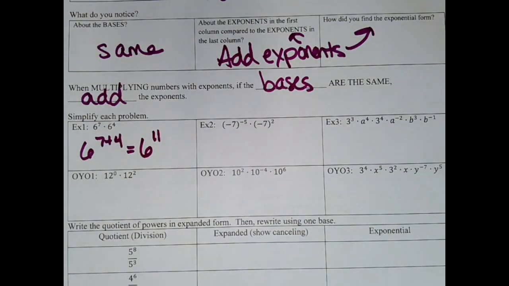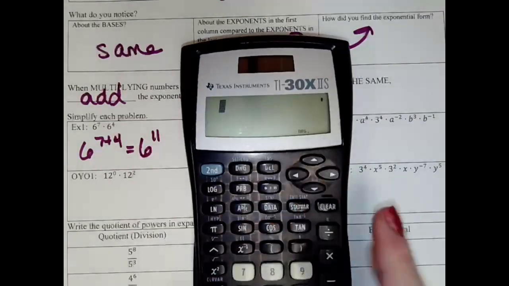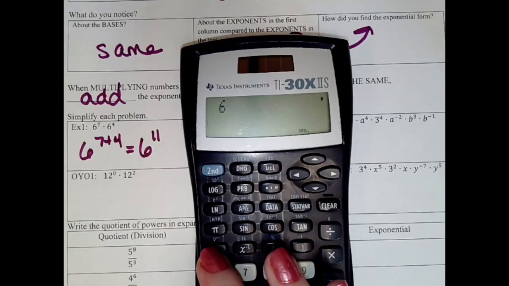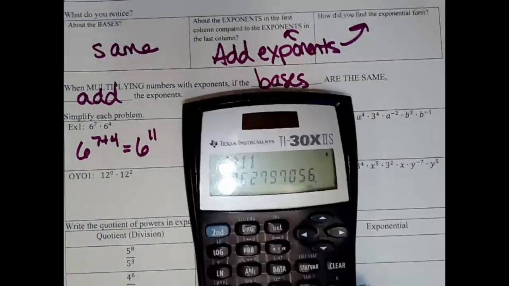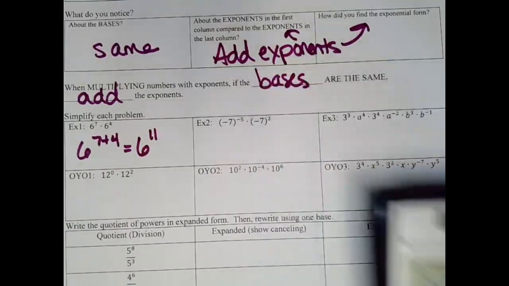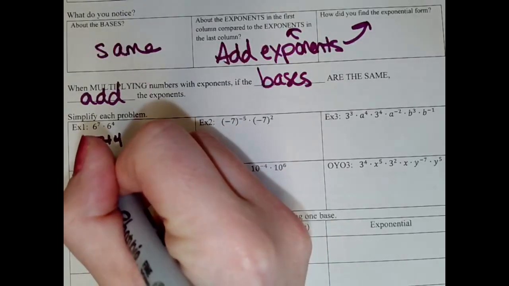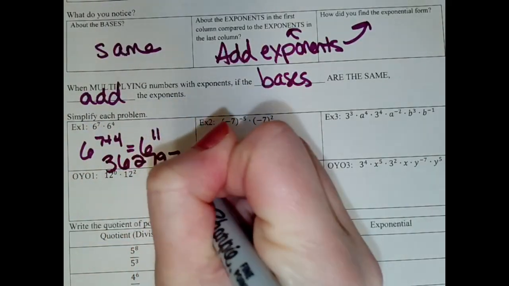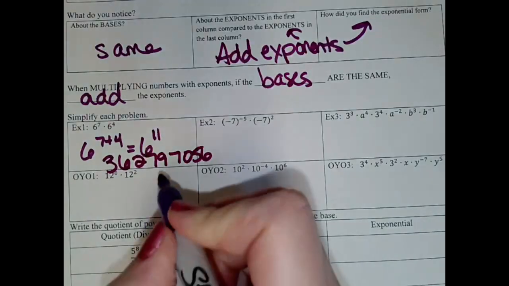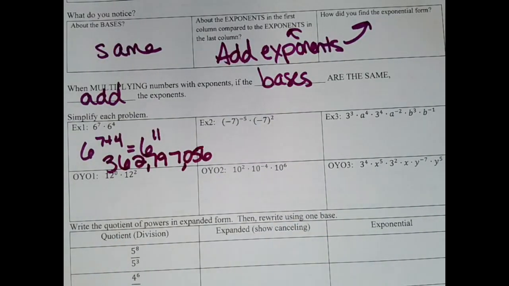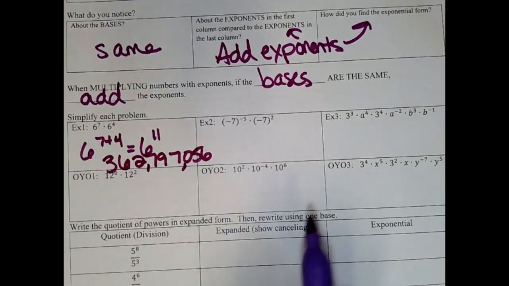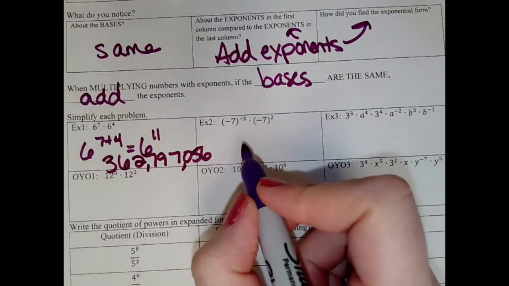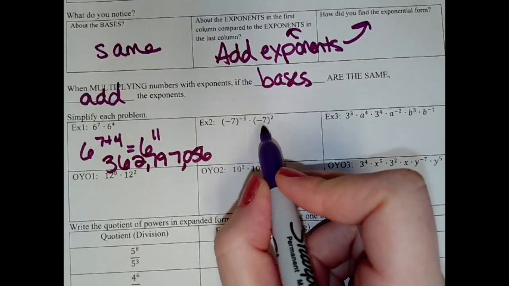6 to the 11th power, you can imagine, is going to be a very big number because it's 6 times itself 11 times. So just to show you what that would look like, 6 to the power of 11, hit enter. I'm going to write it down as well on my paper, but it gives you a fairly large number as we expected. There you go. So we have 362,797,056.